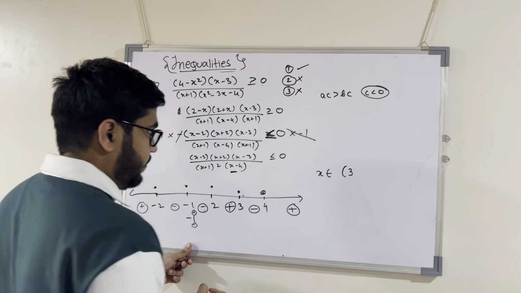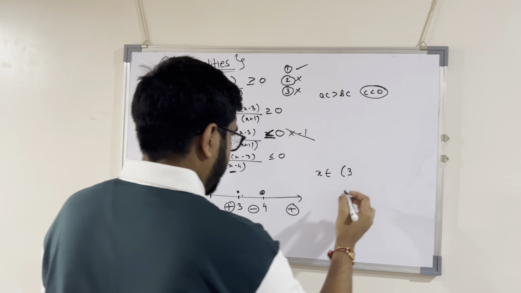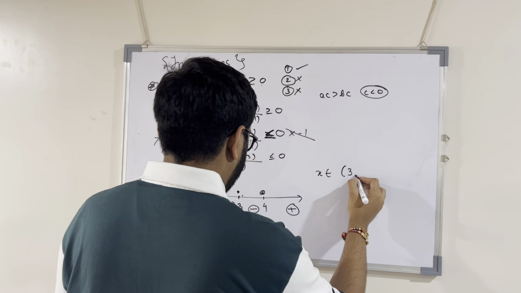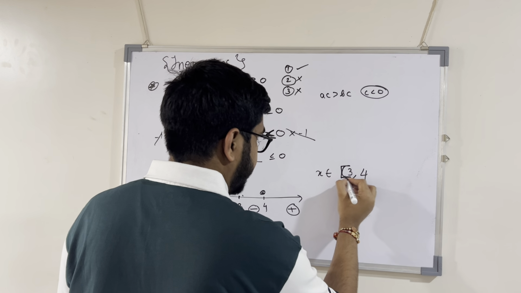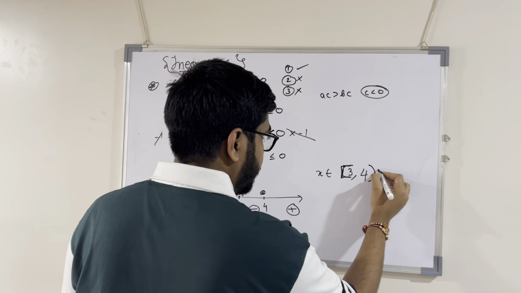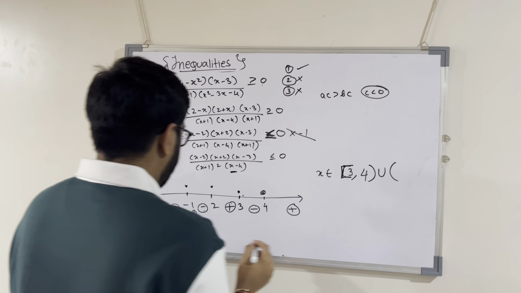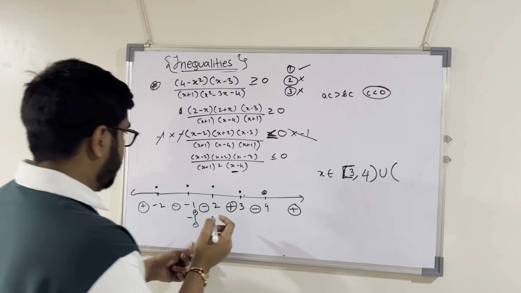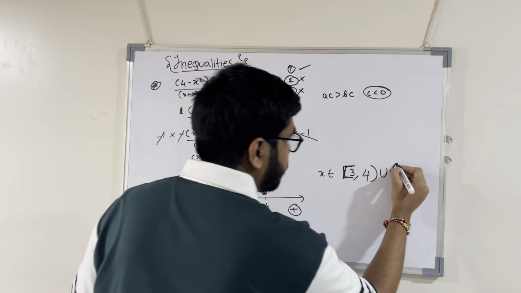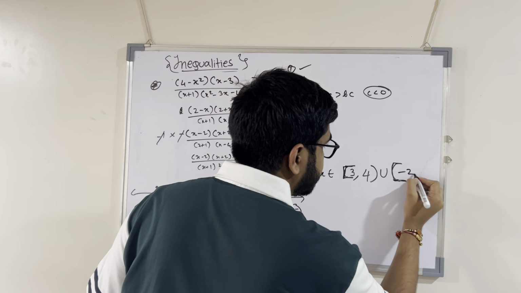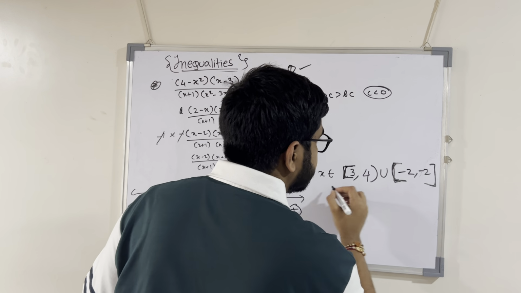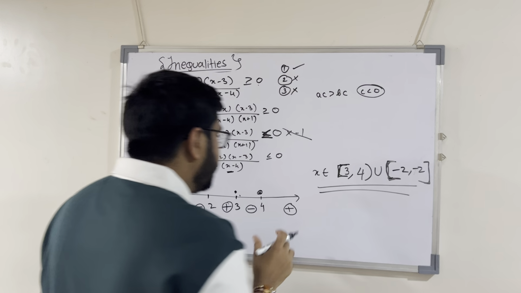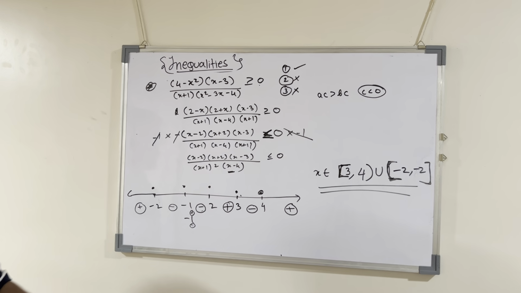So it is 3 comma 4. 3 is included here, so closed bracket. 4 union, what we have, 2 and minus 1 both, 2 and minus 2 both are included, so closed bracket, minus 2 comma minus 2 closed bracket, right? So this is how we solve it. You need to be careful while plotting the graph, have clarity here.